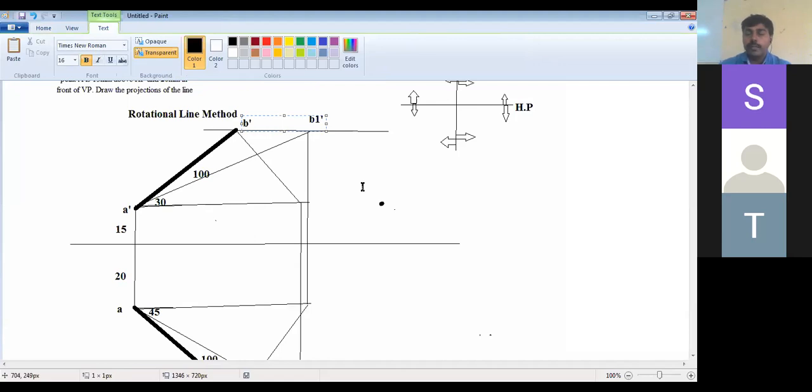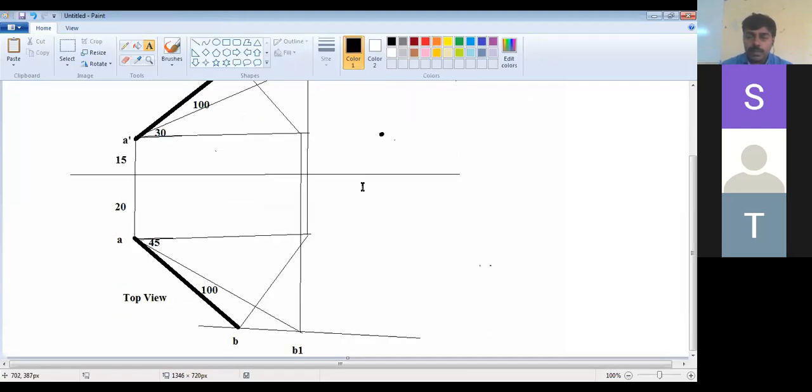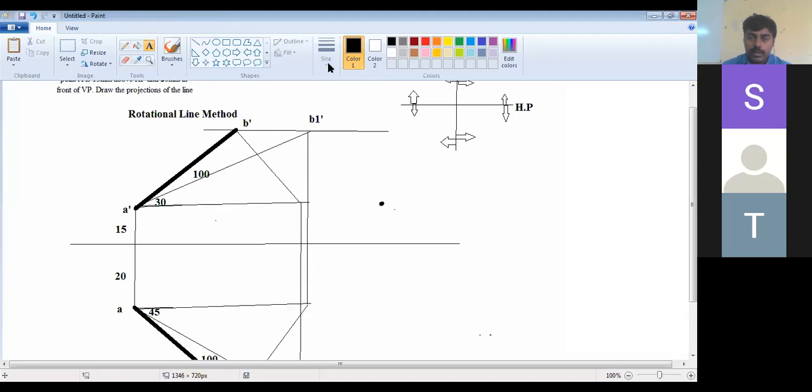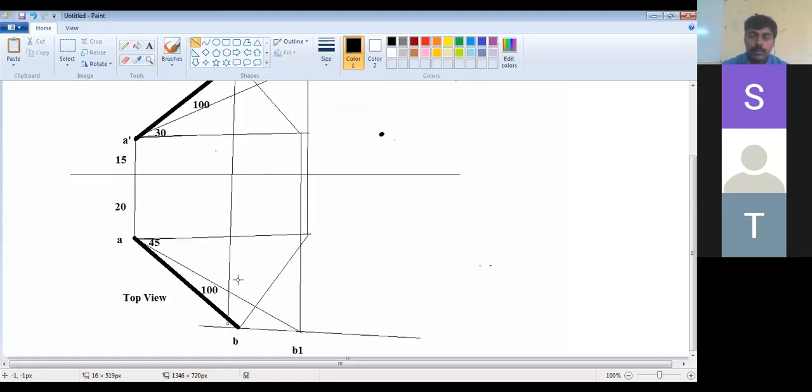Right. So to know whether the problem you drew is right or wrong, it is very simple. These two, B dash and B, should be on the same line. See now, B dash and B should be on the same line. Look at this, both the points we got are on the same line, so our problem is right.